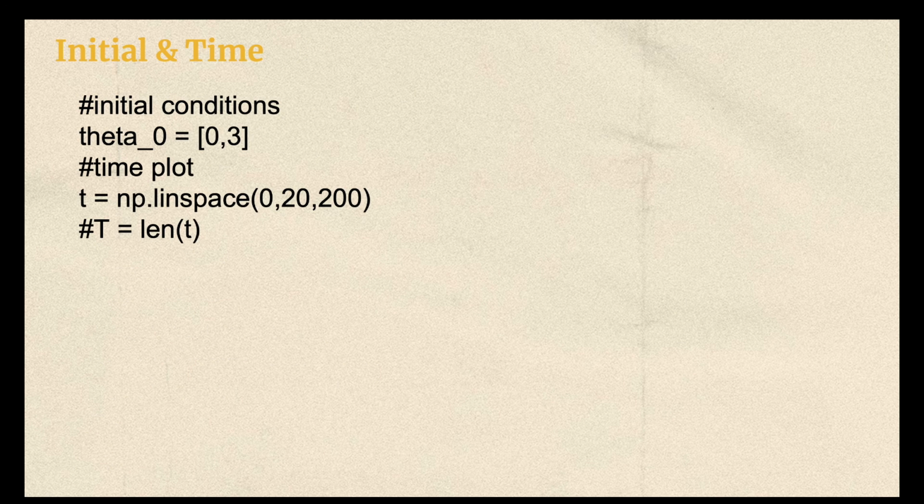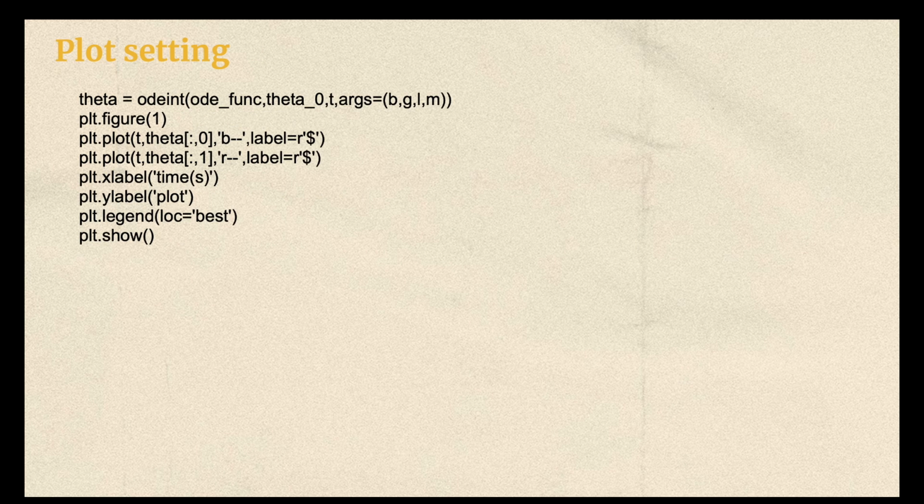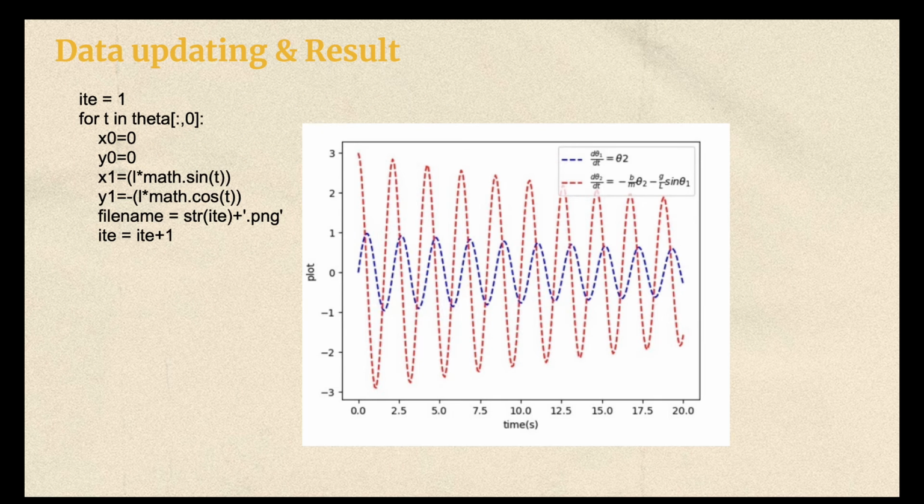This is the initial condition of theta and time. Next, we make Python plot the figure and the labels. The left side is the code to update our values, and the right side is our result. The figure represents the variation of the velocity and displacement for different amplitude and time.